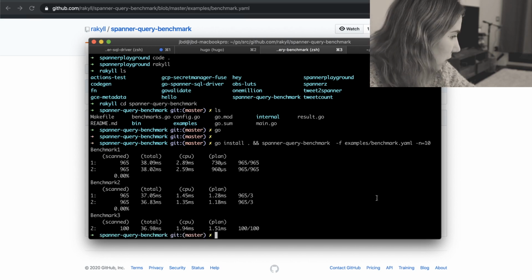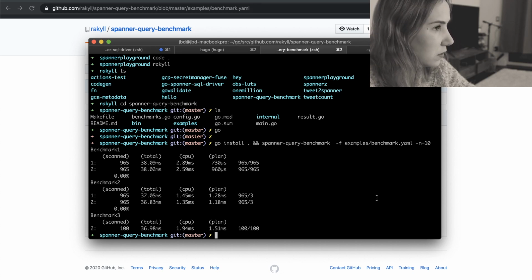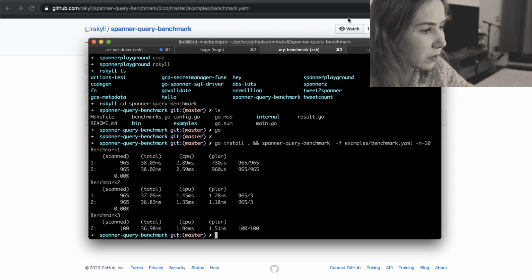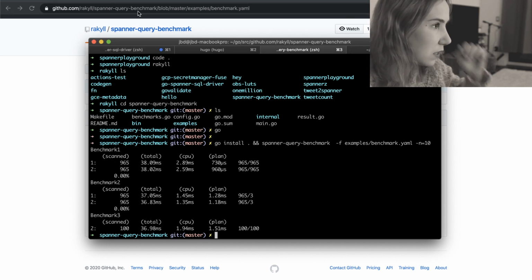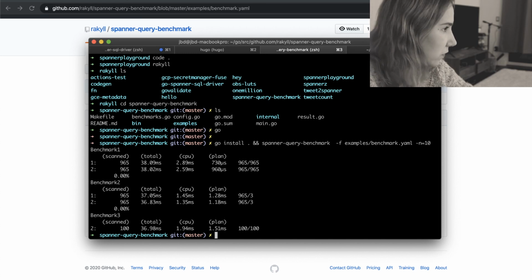There's a question that says, does Cloud Spanner allow benchmarking? It doesn't. There's a query planner and some stats available from the client libraries. So you don't have to run tons of requests, but you can still prototype things in order to get a feeling for the limitations and so on.